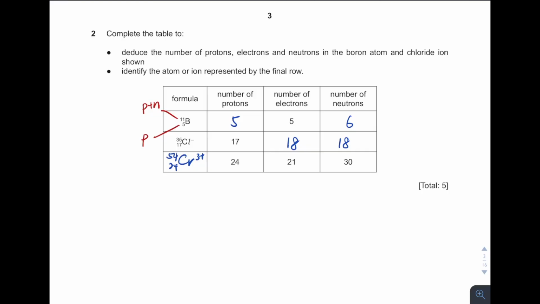Then next one. So how do you know what's the element? You have to look at the proton number. You see proton number 24. If you refer back to the periodic table, the element with 24 protons is chromium, Cr. Then proton number 24, nucleon number p plus n, 24 plus 30, you get 54. But then if you check the protons and electrons, you see 3 extra protons compared to electrons. So therefore the charge is 3 positive.